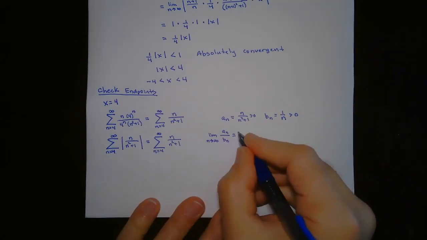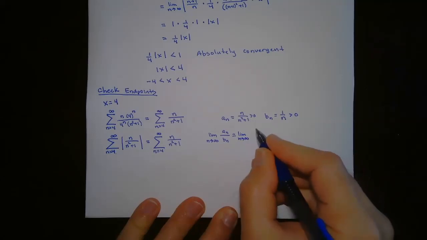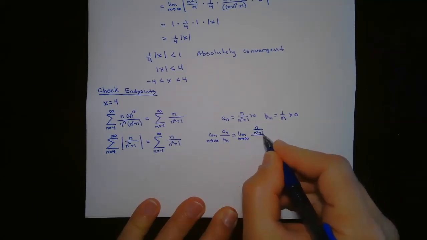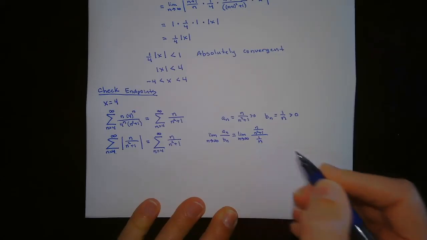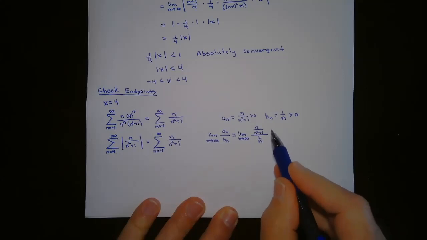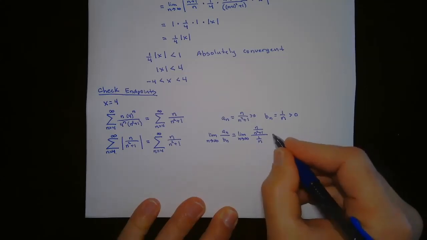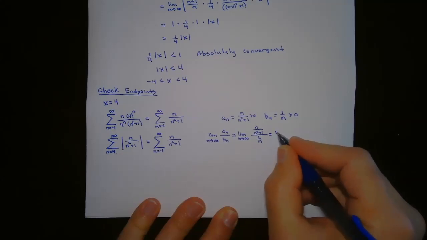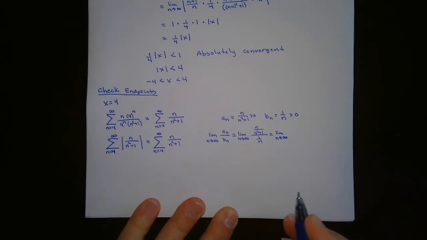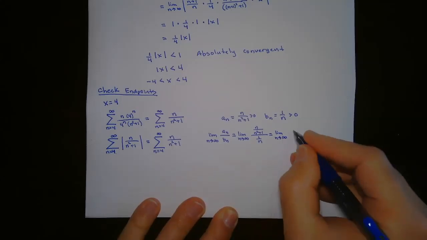Okay, so this is the limit as n goes to infinity of n over n squared plus 1 over 1 over n, right? Okay, so I'm going to multiply top and bottom by n over n. That would get rid of this one, right? Because I have a complex fraction. So then this would be equivalent to the limit as n approaches infinity of n squared over n squared plus 1.